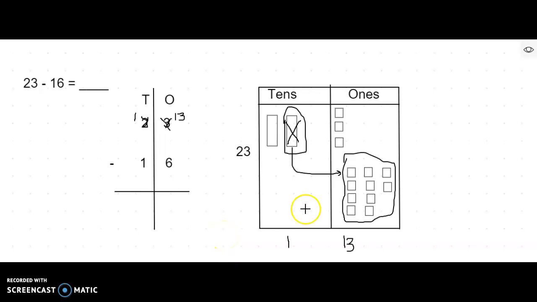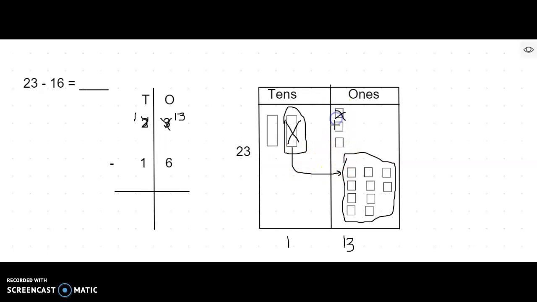I sure can. So now that I have 13 ones, I can subtract 6. So again, I didn't get rid of anything. I didn't take anything out just yet. I still have 23 total, but I've regrouped it so I have 1 10 and 13 loose ones. So now I can do what I just said I can do. I can take away 6. So let's go ahead and do that.